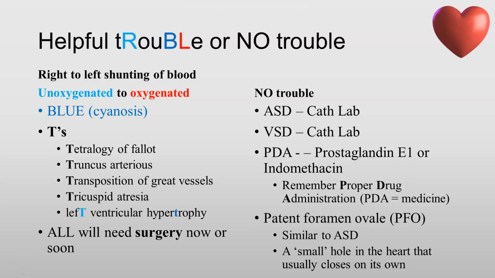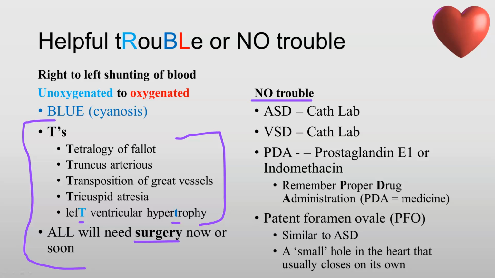So, I've been talking a lot about trouble or no trouble, or our T's versus our other congenital heart defects. So what we've done here is that we've tried to put our T's together. So I have tetralogy of Fallot, truncus arteriosus, transposition, tricuspid, and then I know it's a stretch, but it's left ventricular hypertrophy, so my 2 T's. All of these will need surgery now. And that's such a great health promotion and maintenance question, right? We know that to be compatible for the long term, we're going to need surgery.